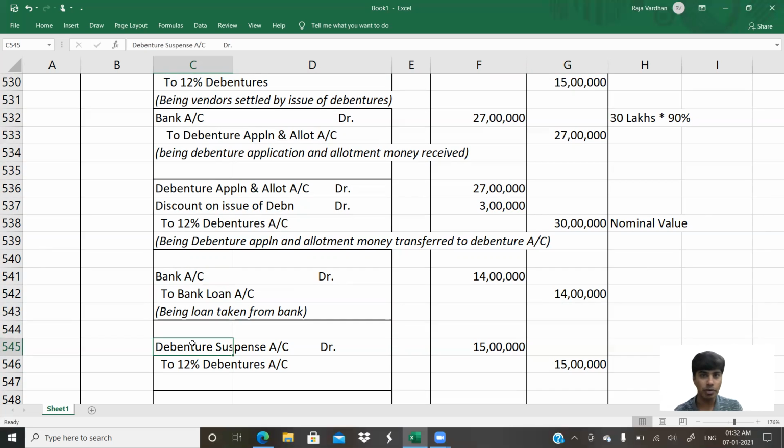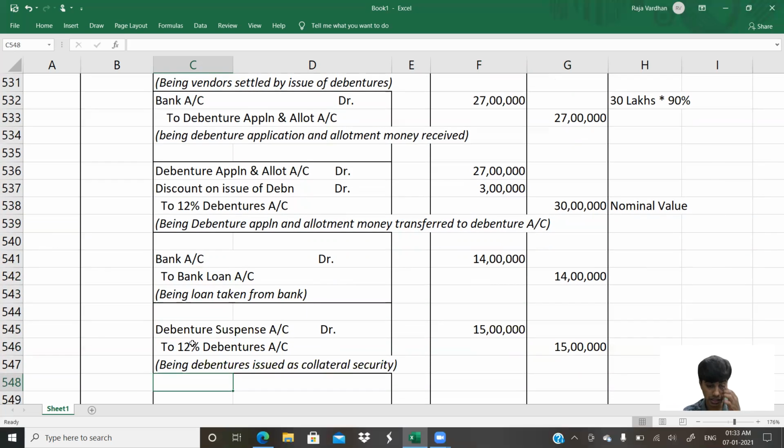If you fail to repay, you know what will happen? This bank loan will get nullified and it will become debenture. So you'll write bank loan account debit to debenture suspense. So technically making it like you issued debentures to them. Got it? Yes. So this is being debentures issued as collateral security. This is the entry.